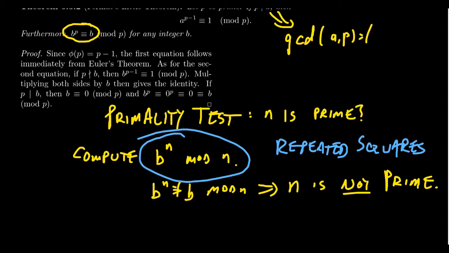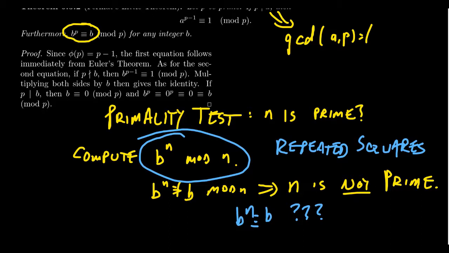Now, we have to be careful. Fermat's little theorem only goes one direction. If b to the n is not congruent to b, then that will tell us it's not a prime. But if b to the n was congruent to b, that doesn't tell us anything. It doesn't tell us it's prime. It doesn't tell us that it's not prime. We don't know.